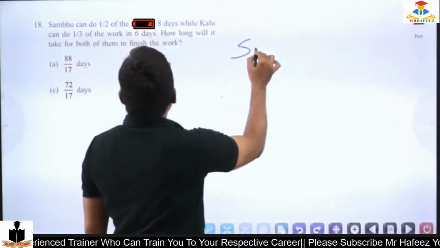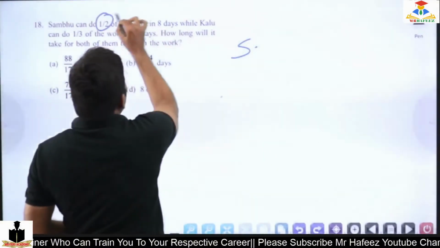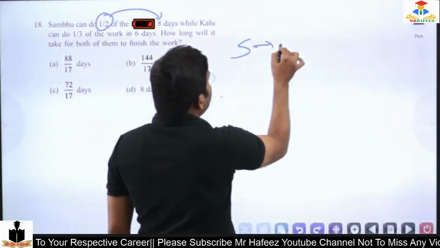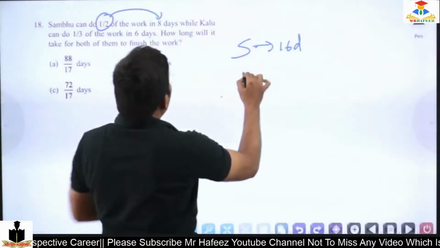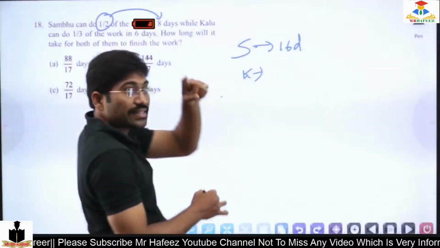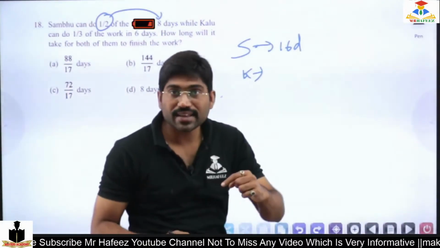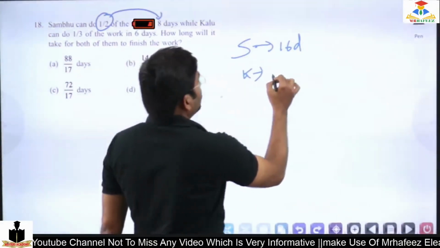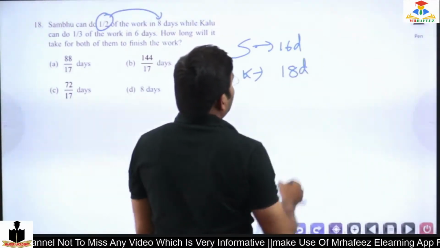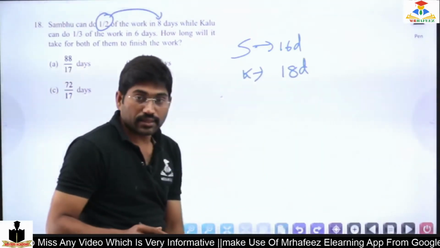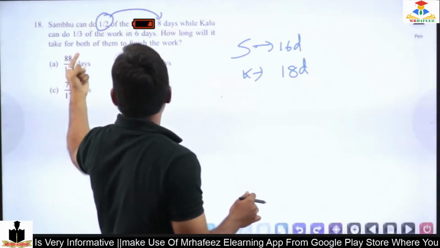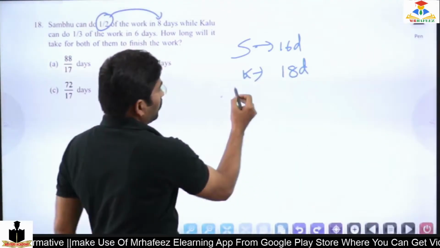Sambhu can do a half work in 8 days. Half work in 8 days means full work in 16 days. While Kalu can do 1/3 work in 6 days. 1/3 in 6 days means full work in 18 days. And how long will it take for both of them to finish?